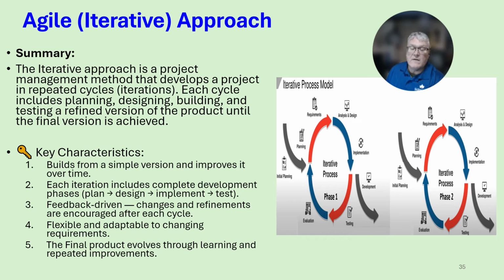In summary of the iterative approach, the iterative approach is a project management method that develops a project in repeated cycles. Each cycle includes planning, designing, building, and testing a refined version of the product until the final version is achieved. Key characteristics include: it builds from a simple version and improves it over each iteration over time.